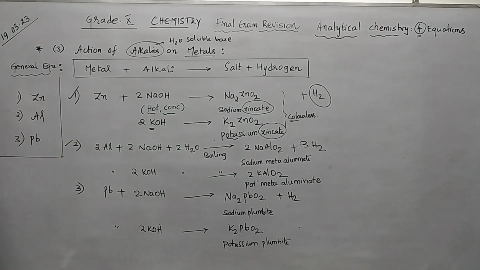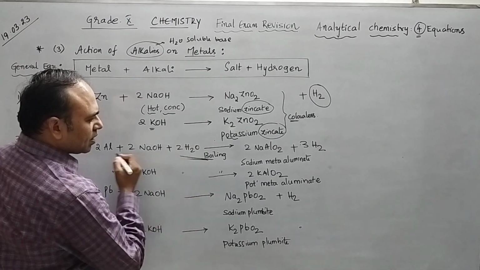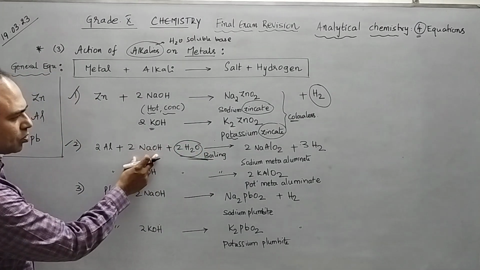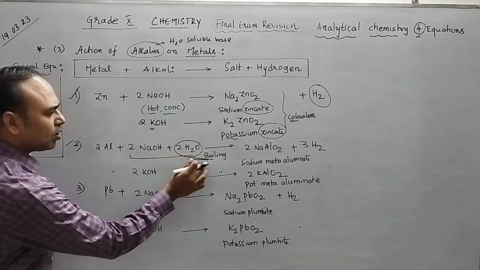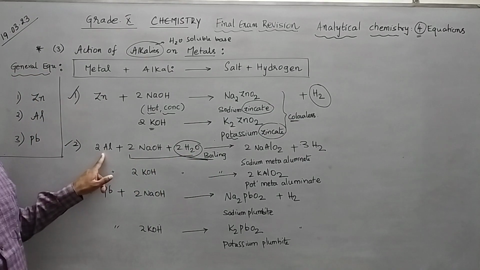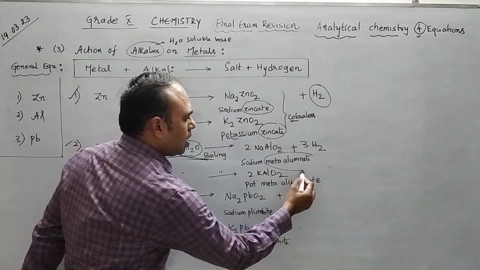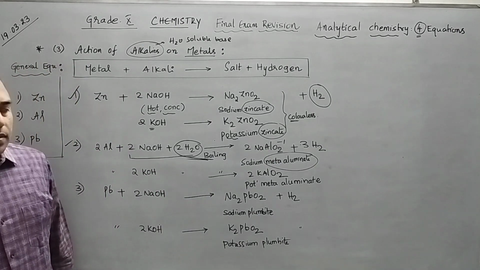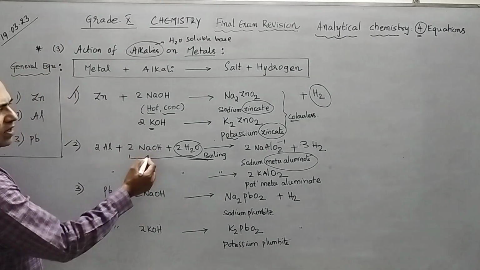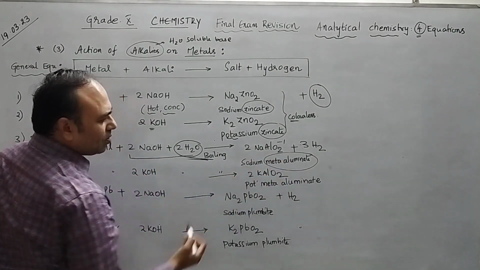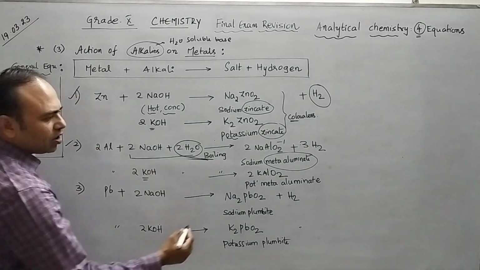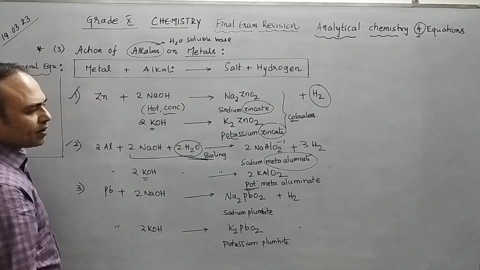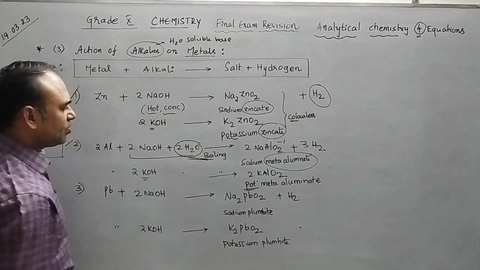Second one, with aluminum, you need a boiling condition. Therefore water is added to this. So if you take boiling caustic soda, that is NaOH with water, on boiling, aluminum will convert into meta-aluminate. What is meta-aluminate? AlO2 minus 1. So if you are taking NaOH, you will get sodium meta-aluminate. If you take KOH, you will get potassium meta-aluminate. Both salts are colorless. Along with that, you will get 3 moles hydrogen.